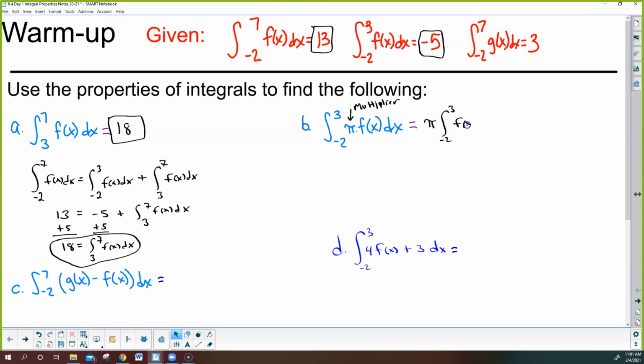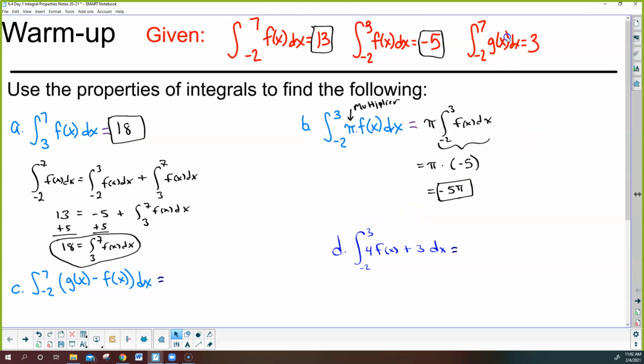and then what that allows me to do is notice I now know exactly what -2 to 3 of f of x dx is. That was given. So the pi drops down, and then we multiply that by -5. And then my answer is -5 times pi. Okay?